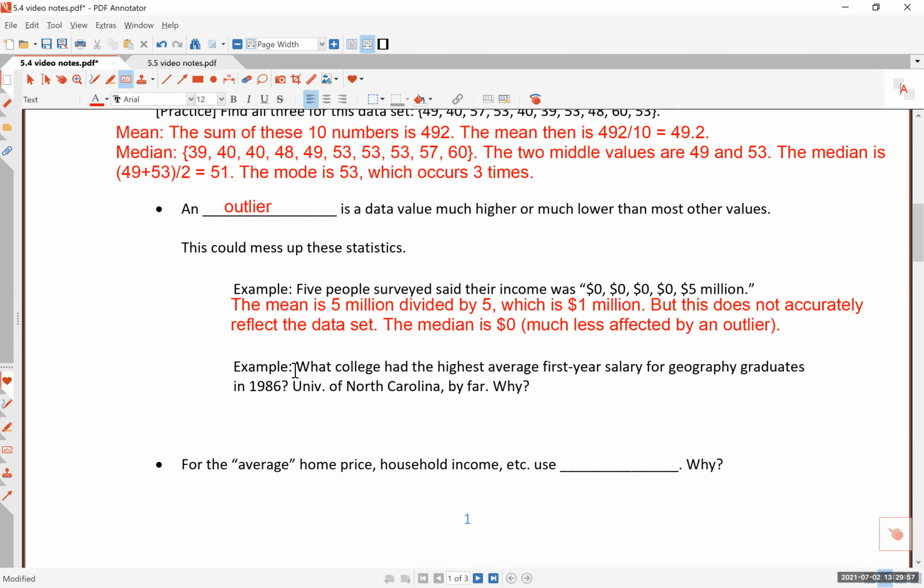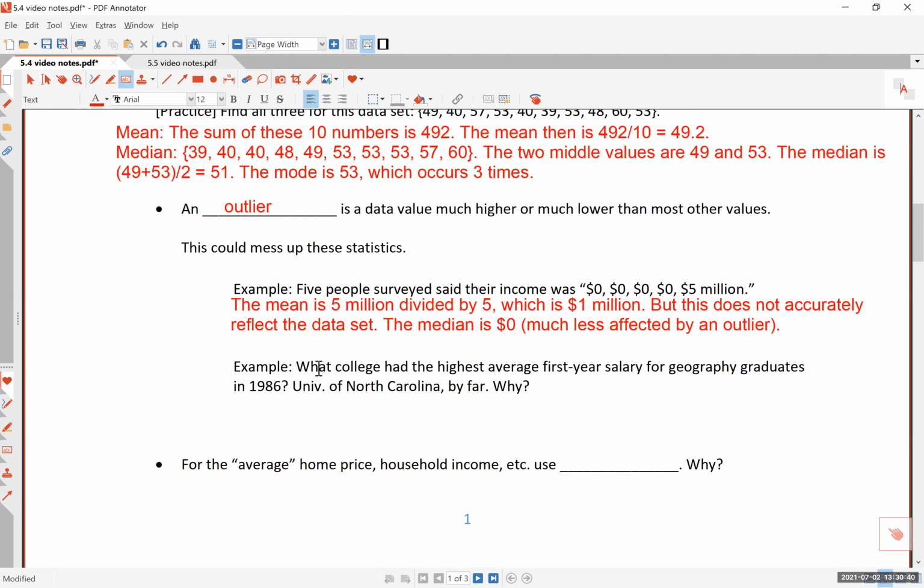Now, speaking of outliers, let me give you this example here. All right, so this really happened, and you can read about this in books. But years ago, in 1986 to be exact, the American Geographic Society did a study on what college had the highest average first-year salary for geography majors. The American Geographic Society wants to promote the discipline of geography, which is not a very popular major in many schools. They were trying to encourage people to major in geography and say, you know what, let's try to figure out what people make in their first year as geography major graduates.